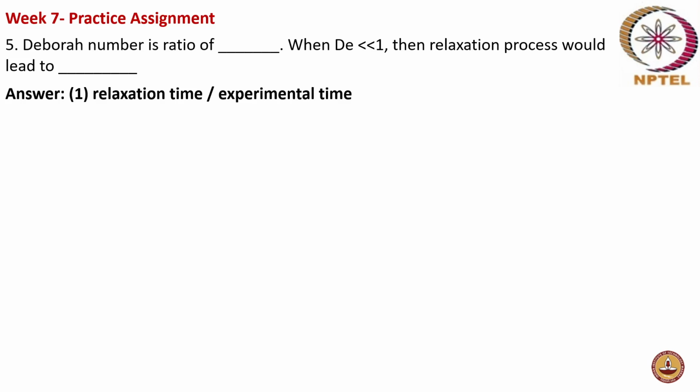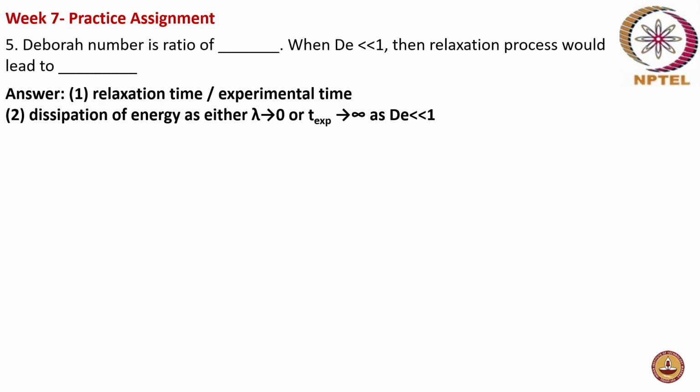So the Deborah number is nothing but the ratio of relaxation time to the experimental time. And when Deborah number is very much less than 1, we know that it's a ratio of relaxation time to experimental time. So Deborah number De is equal to lambda by T. That means lambda by T experiment is very much less than 1. That means either lambda tends to 0, the numerator tends to 0, or your denominator, the experimental time, tends to infinity. When the relaxation time tends to 0, there is an instantaneous relaxation.